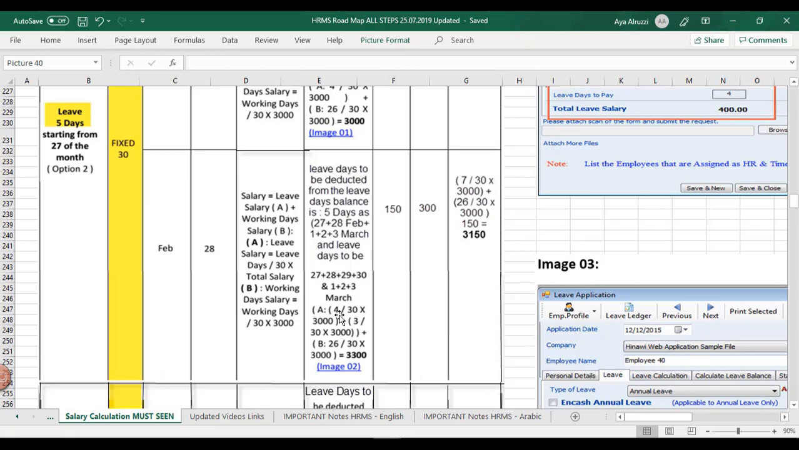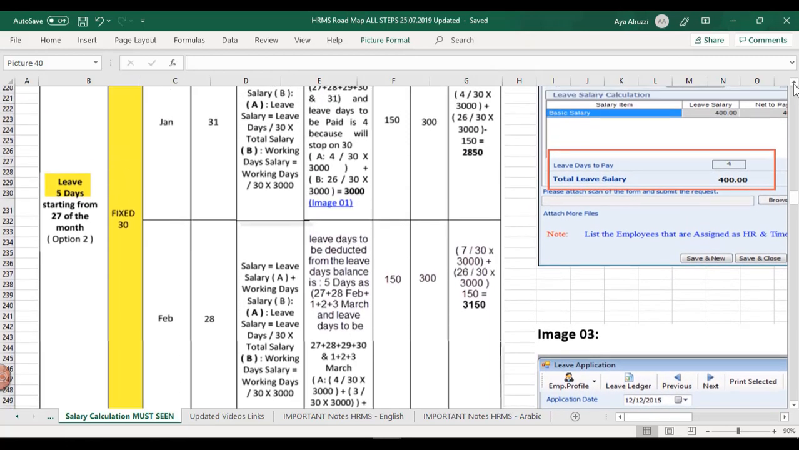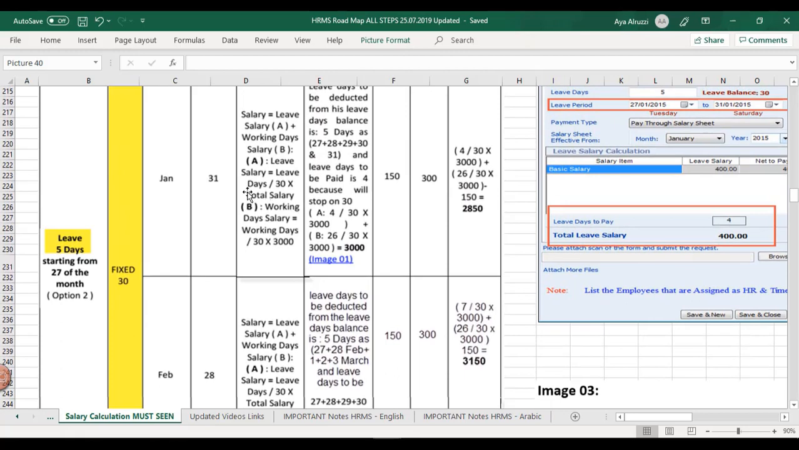And then divided by 30, since it's fixed 30 days, multiplied by the salary, which is 3,000, plus 3 from March. This one is supposed to be May. Or actually, let's say here in the January, let's go first here, the January. As we see, it's actually considered without taking any days of the next month, so it's correct.